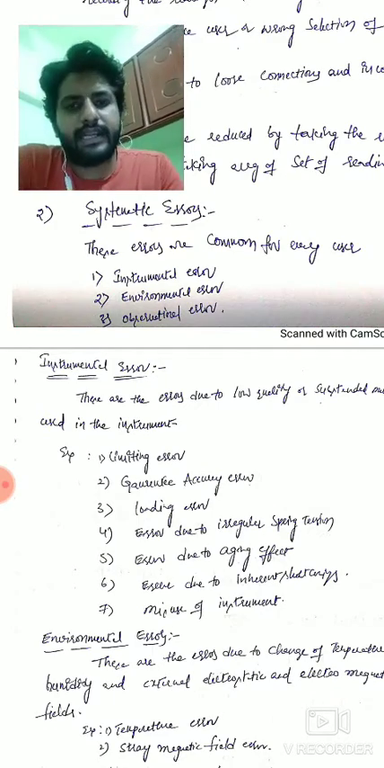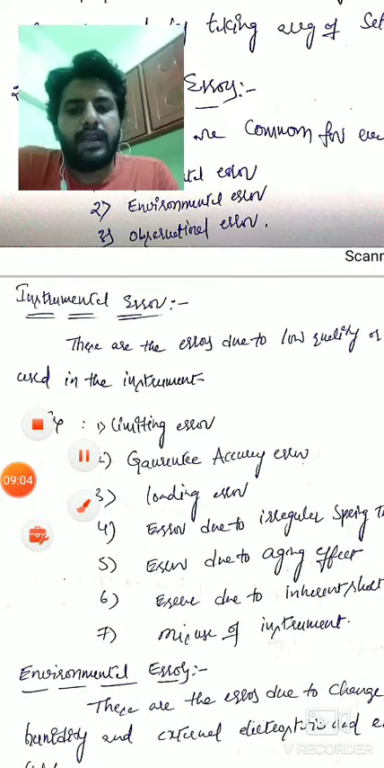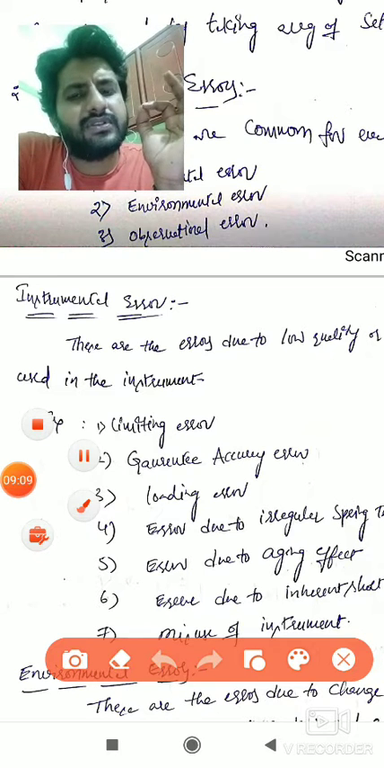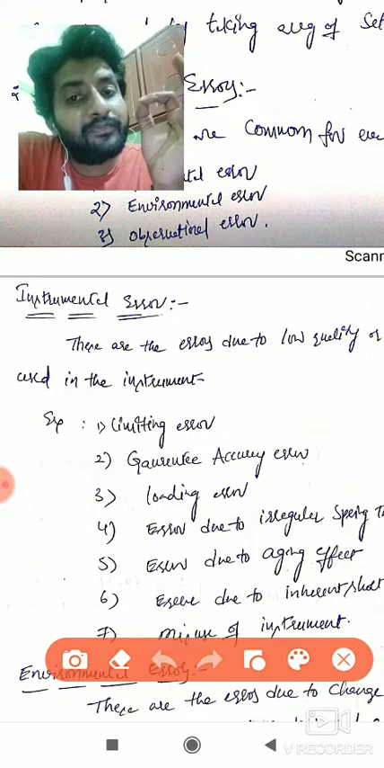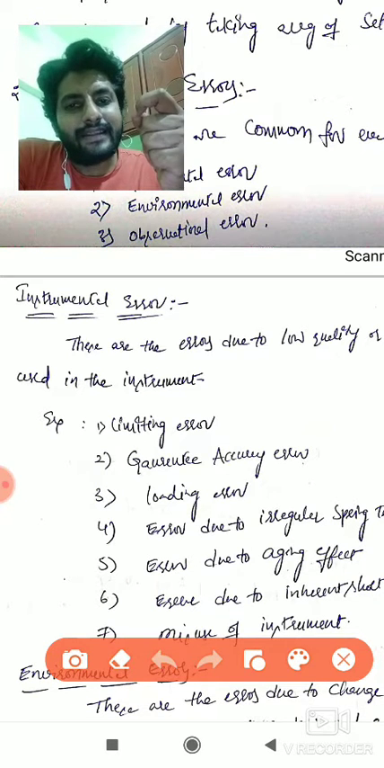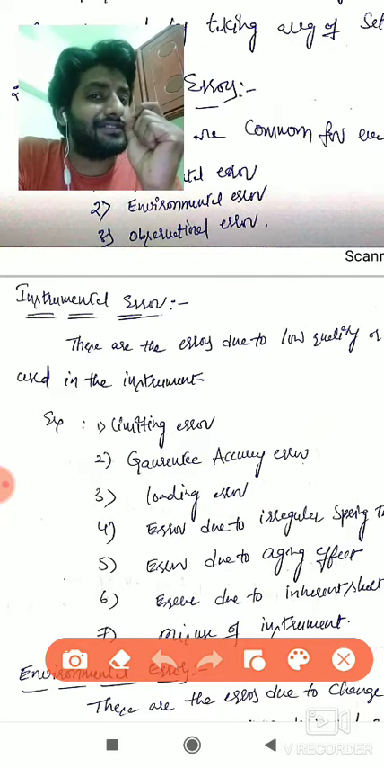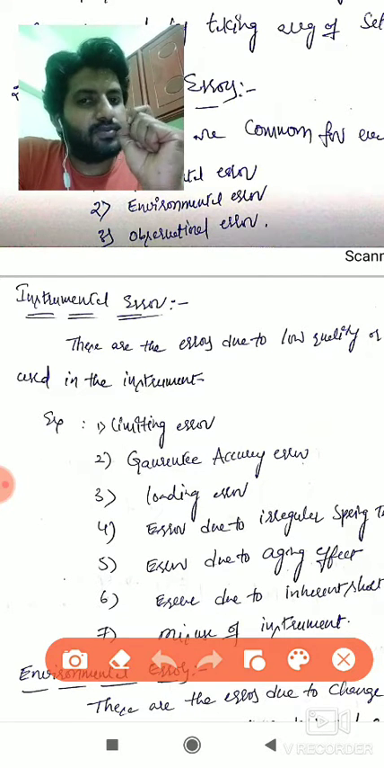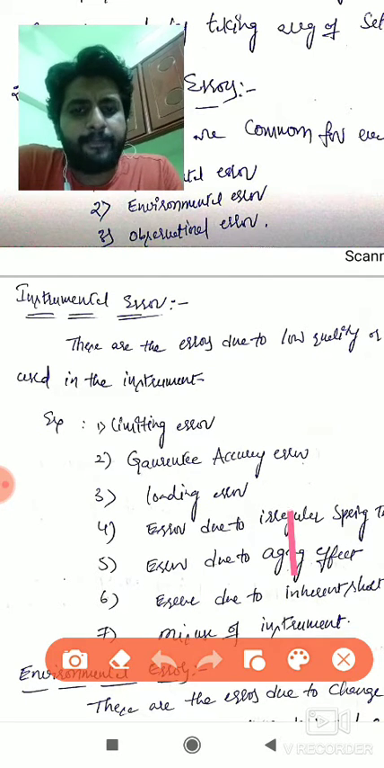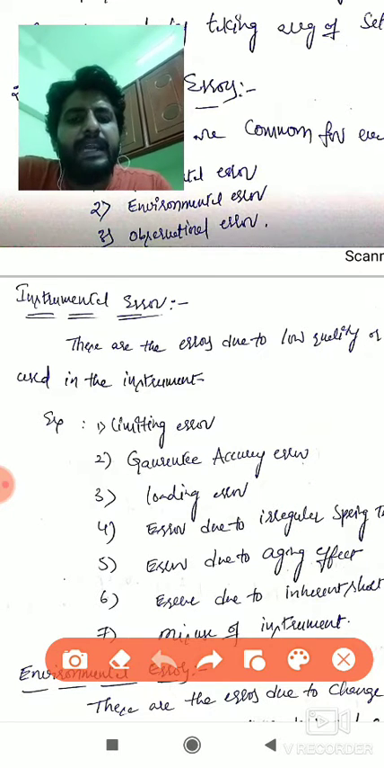So what are the instrumental errors? Those are limiting errors. They'll definitely ask a question: could you explain what the instrumental errors are? So you need to explain all these things. Instrumental error is a part of systematic errors. The errors due to the low quality of the instrument are developed in the instrument. So what are the instrumental errors? Those are limiting errors.